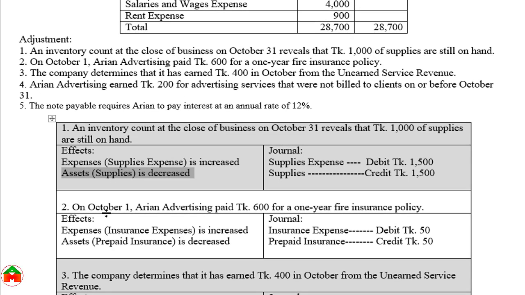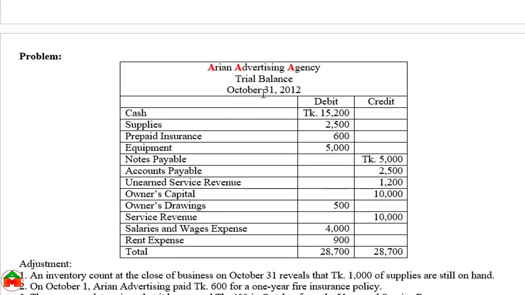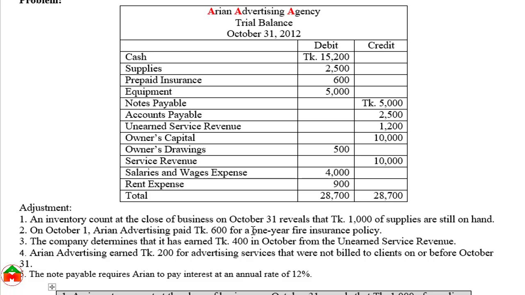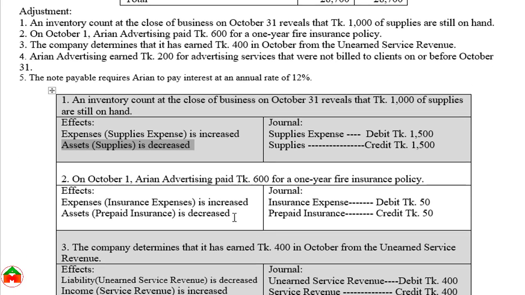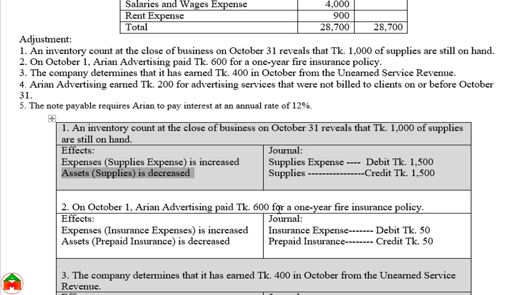Now the second one is October 1, Aryan Advertising, this is the company name. This company paid Taka 600 for a 1 year fire insurance policy. Could you please observe this here? October 31, this is a 1 month trial balance. So we are adjusting this amount for 1 month, but this company provided the insurance policy for 1 year, so this 600 is for 1 year. You can see here prepaid insurance 600. So we need to adjust this 600 for 1 month because 1 month has passed.